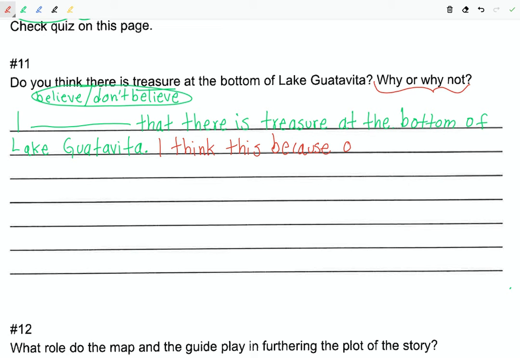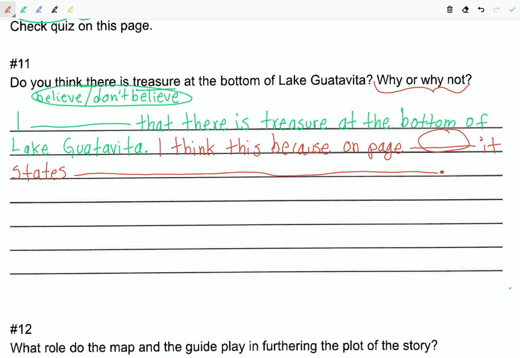And then you could say, because on page blank, it states blank. Okay, so go back to the text and then see what it says. Some clues that tell you that, yeah, it's possible that there could be some treasure, some gold, some riches found at the bottom of the lake. And then put a page number and then write what it says.